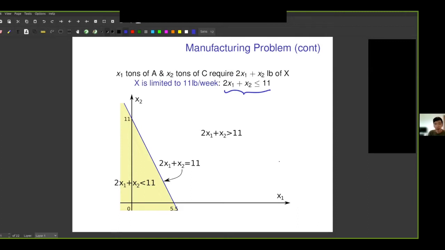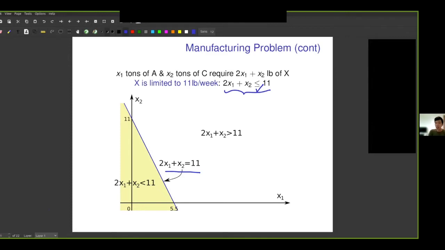What I do over here is first draw the line that corresponds to the equation 2x1 plus x2 equal to 11. After I draw this line, it divides the whole Euclidean space into two half spaces. One half space corresponds to 2x1 plus x2 smaller than 11, and the other corresponds to the region where 2x1 plus x2 is greater than 11. But since we have a less-than-or-equal-to inequality constraint, the area of interest to us is this yellow region over here, which is the area in the bottom left. This is because we cannot produce x1 to be too large and we cannot produce x2 to be too large. That's why we need to pick this yellow region over here.